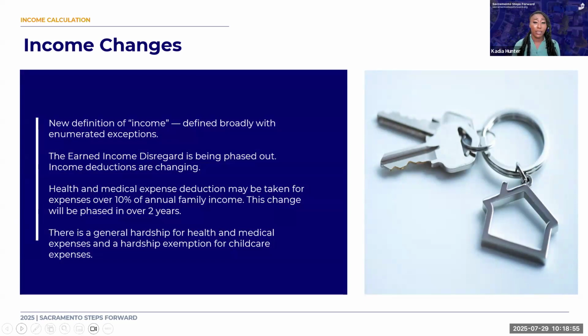Deductions are changing too, like health and medical expenses, now deductible only 10% of annual income. This change will be phased in over 2 years. Plus, there are hardship exemptions for things like childcare or medical costs. Picture a single parent juggling work and their kids. These exemptions could be a lifeline. Overall, this modernizes the systems to reflect today's realities. We'll break down the income definition next, so just stay with me. Next slide, please.